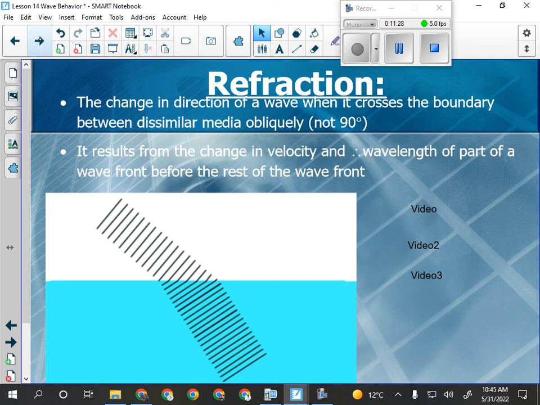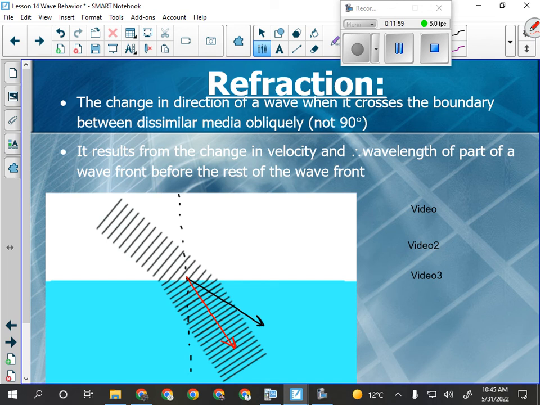Okay? So, if I have my normal line that they were talking about before, it would look like that, perpendicular to the boundary. Okay? My incoming or incident waves are going this direction. My refracted waves are going this direction. They bent towards the normal. Waves that slow down bend towards the normal.